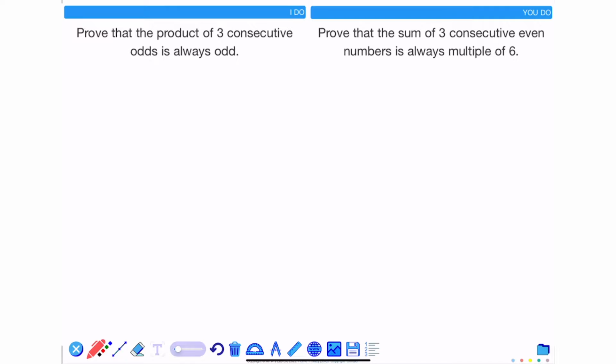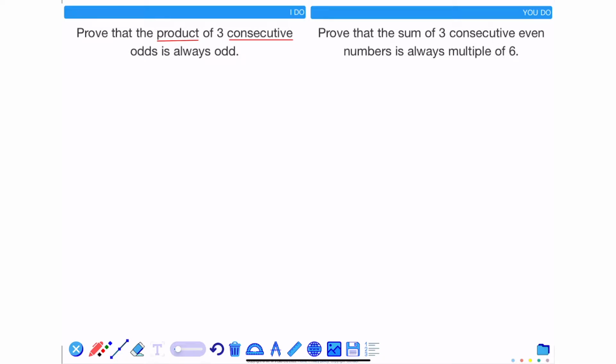In this video, we're going to be looking at algebraic proof. With proof questions, we always use algebra to show that something will work for any value. Looking at the example on the left-hand side, there are a few words that I want to look at first of all. The first is product, which means multiply. The second word is consecutive, which means one after the other.